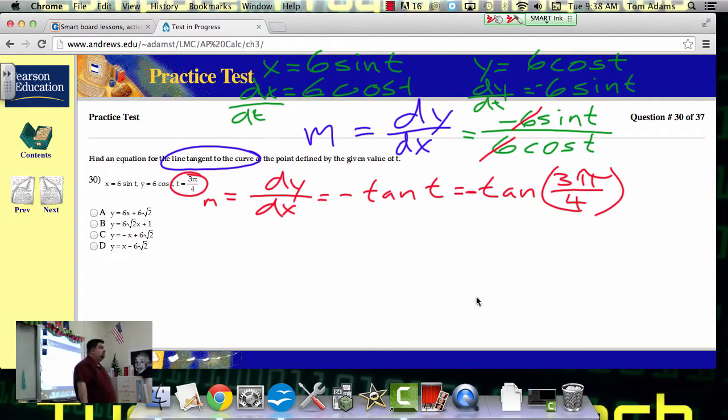Is that a word? Yes. It's not quite the correct word. Negate means, well, I guess it kind of is. Anyways, it's negative tangent of 3 pi over 4.